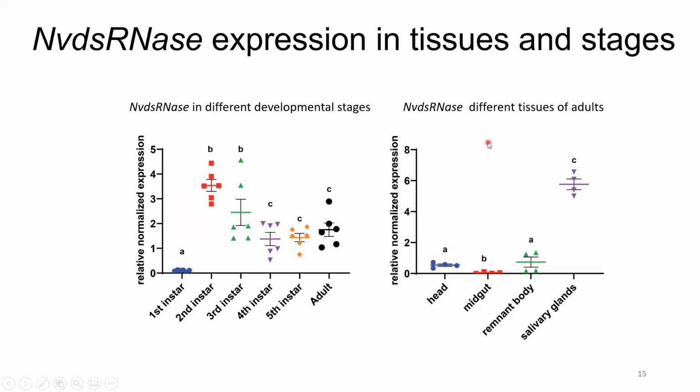On the other hand, in the expression in the different tissues, we can see the highest expression in the salivary glands. However, there is expression also in the other tissues. This high expression in the salivary glands can be correlated to our previous degradation assay, as we saw that saliva showed the highest degradation of dsRNA compared to the midgut and hemolymph. So here we can conclude that the salivary glands are the main source of dsRNase protein synthesis.